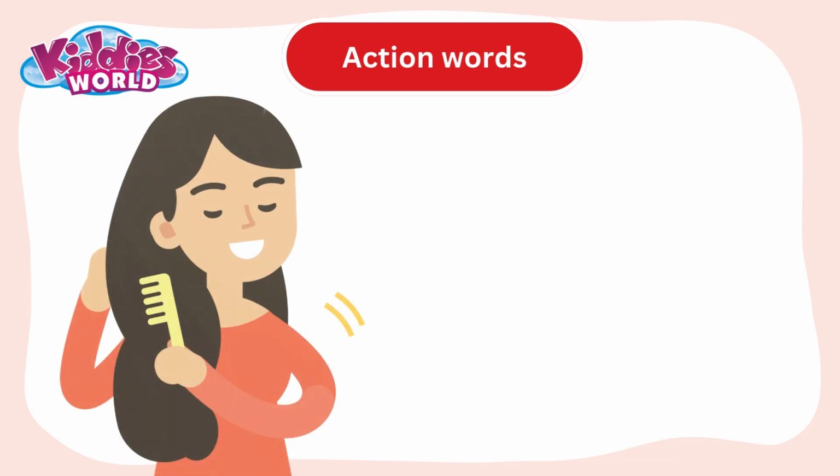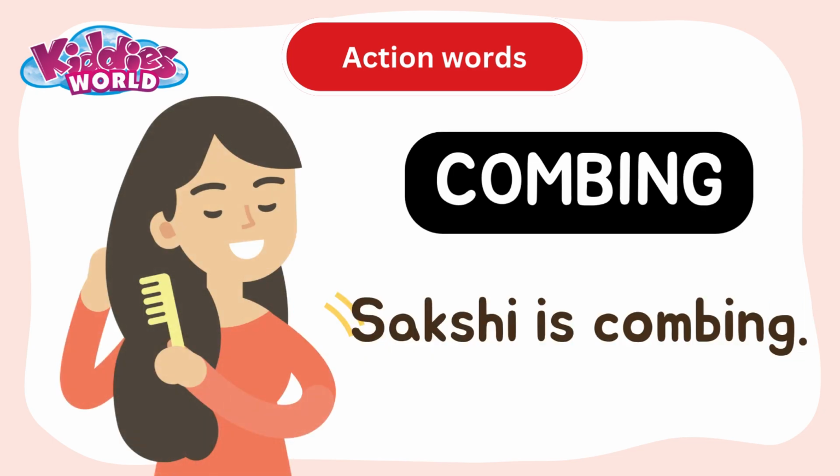Let's learn more action words with examples. Here's a girl combing her hair. Action word: combing. Sentence: Sakshi is combing.